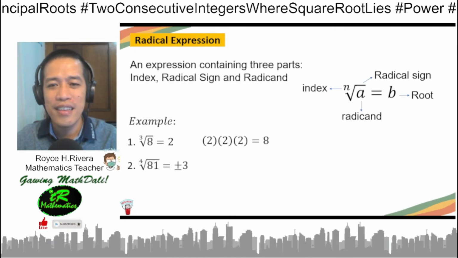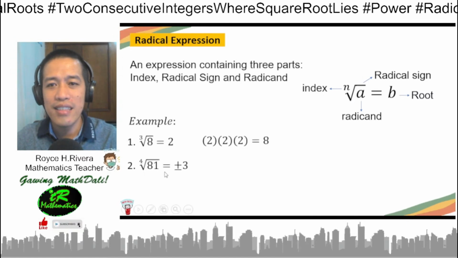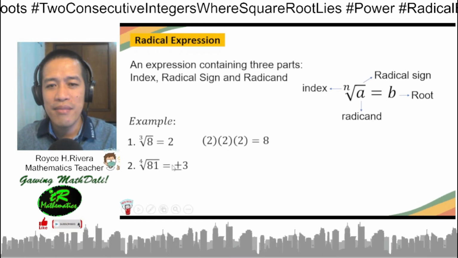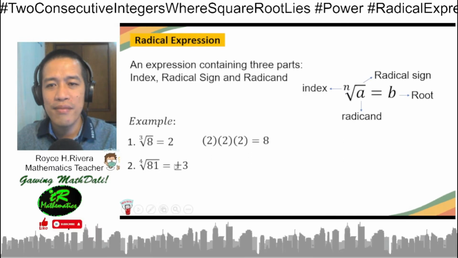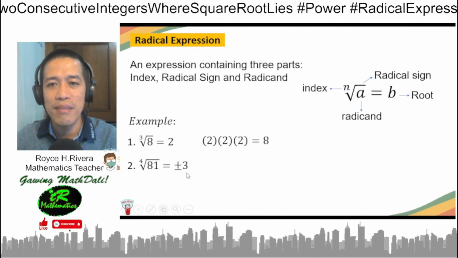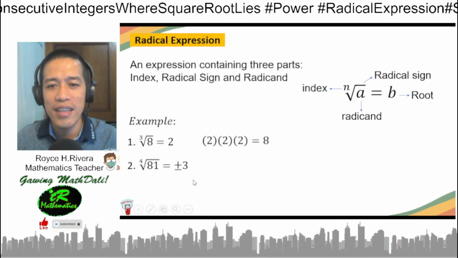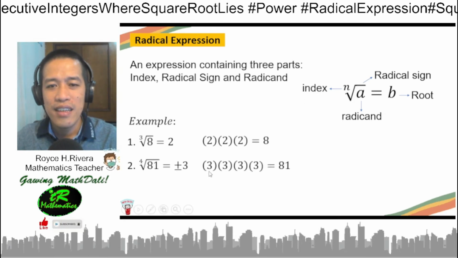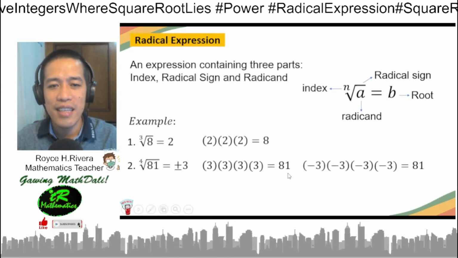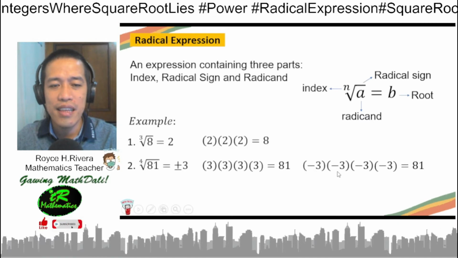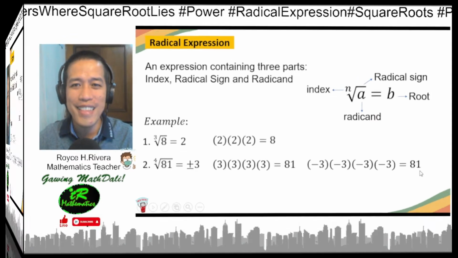Another example, we have the fourth root of 81, and that is equal to positive 3 and negative 3. The roots positive 3 and negative 3 will be multiplied by itself 4 times to obtain the radicand 81. So let me show you. 3 times 3 times 3 times 3 is 81. At the same time, negative 3 times negative 3 times negative 3 times negative 3 is also 81.